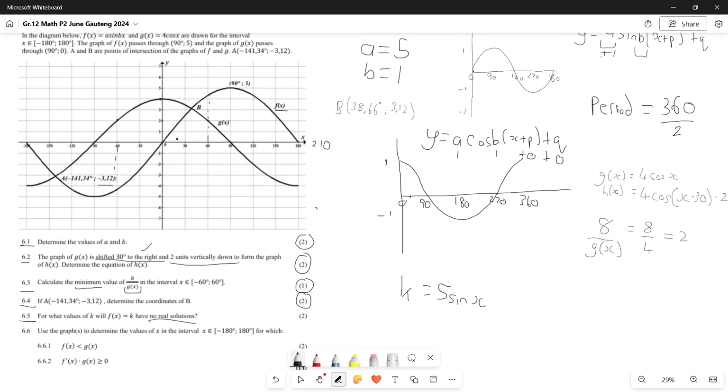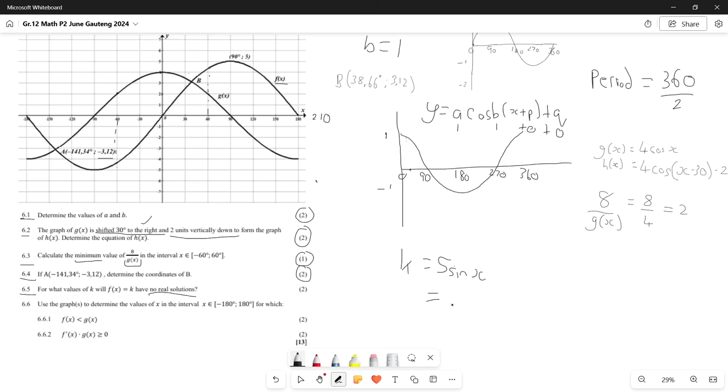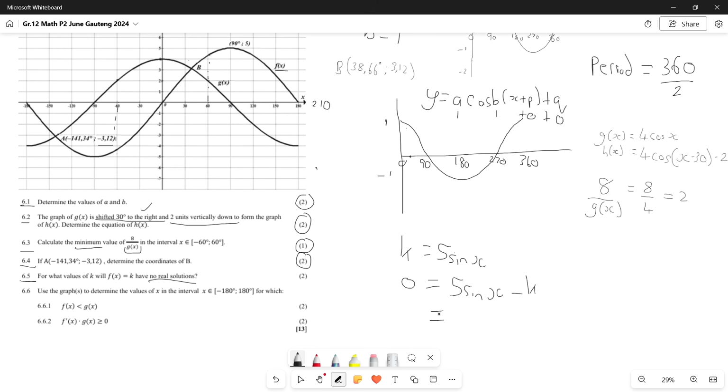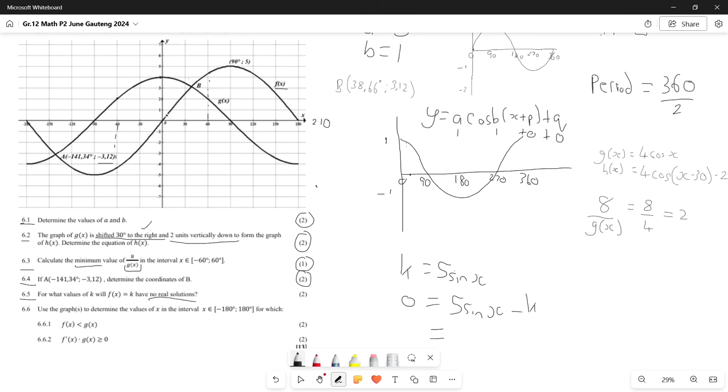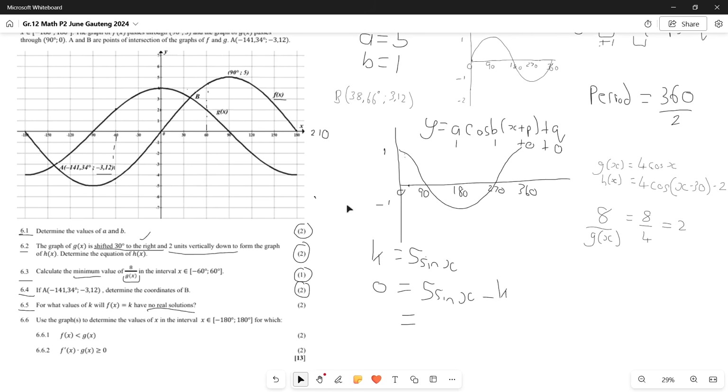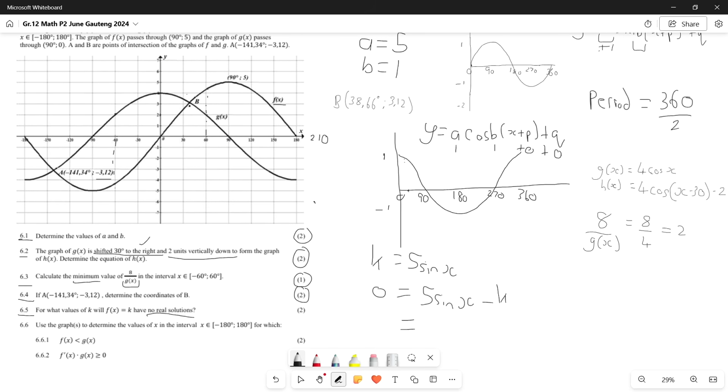So no real solutions means that this graph does not have any x values because it does not intercept with the x-axis, which means that whenever we see k, we want to move it over and see how it affects our y-intercept. Just like we saw in the analytical geometry question earlier, because we have 5 sine x, we take our k over and it becomes a negative k, and this equals 0. And what we need to see is what type of shift can we make to the y-intercept so that this graph does not intercept with the x-axis at all, because that's what no real solutions means.